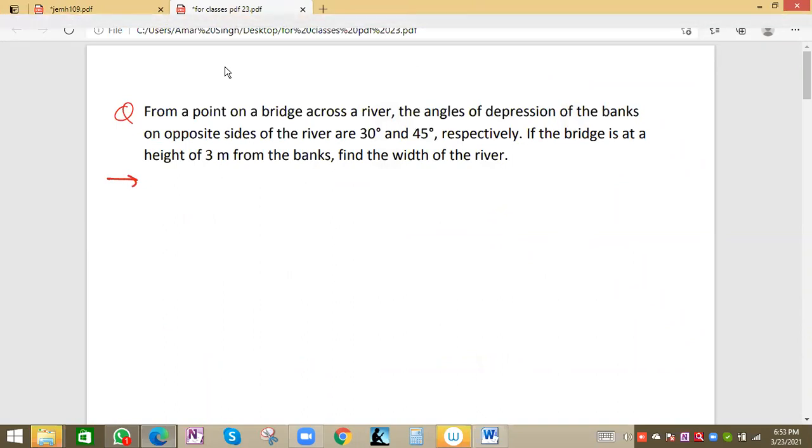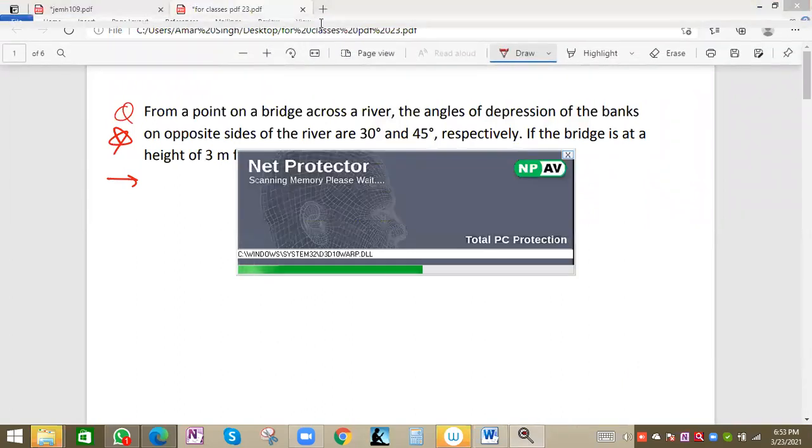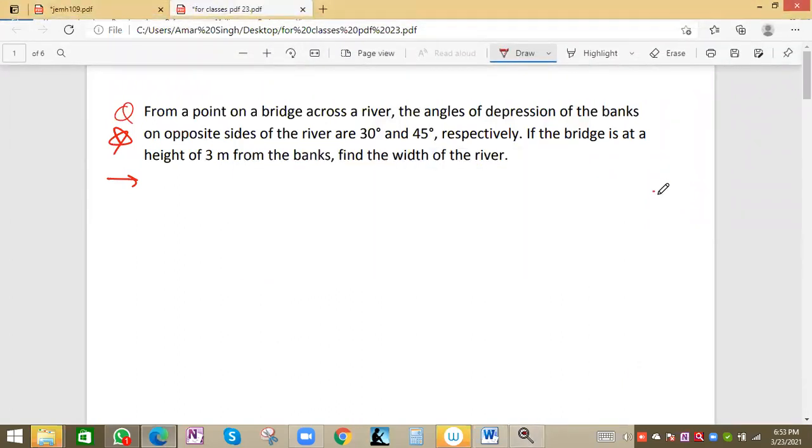From a point on the bridge, you can put a star mark also. From a point on the bridge across a river, the angles of depression of the banks on the opposite sides of the river are 30 and 45 degree respectively. If the bridge is at a height of 3 meter from the banks, means this edge of the river, find the width of the river.